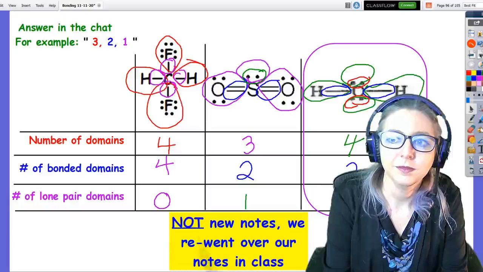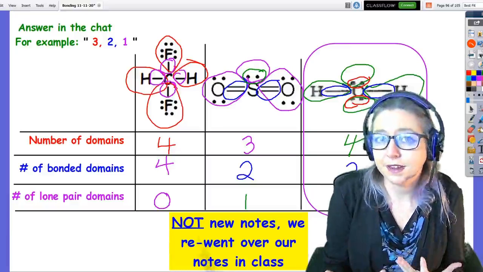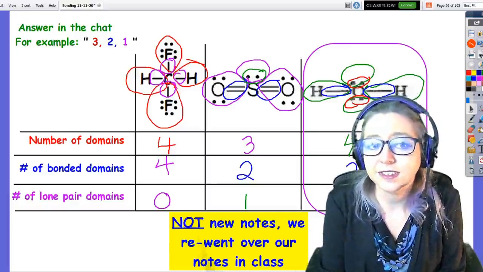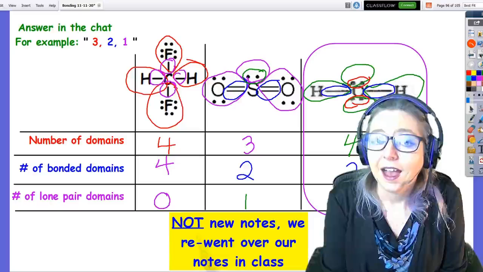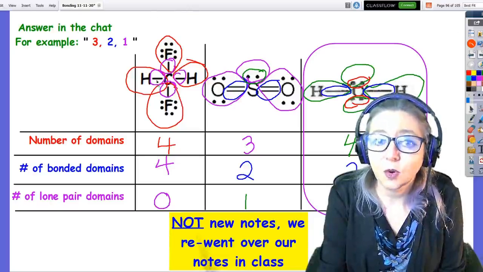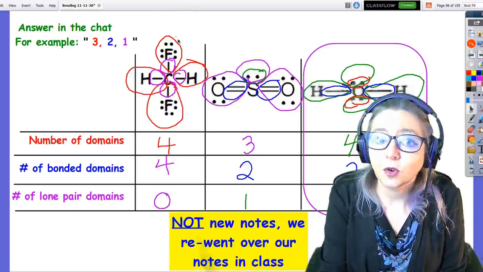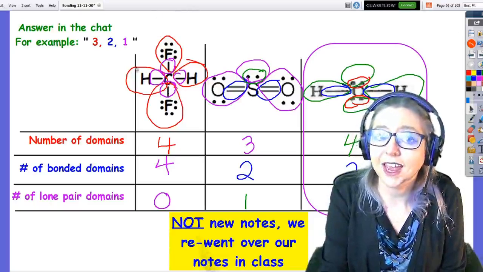Then we went over the practice again that we did earlier. So my first example here, I've got CH2F2. I have 4 things total around my central carbon, and those 4 different domains each have an atom in them.